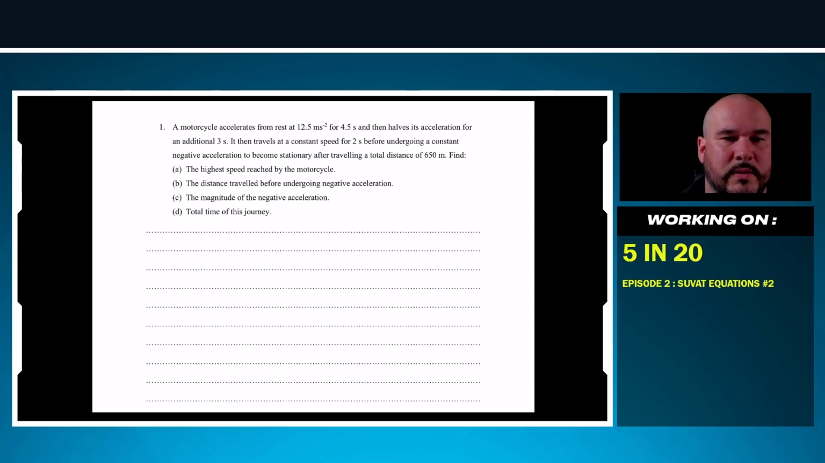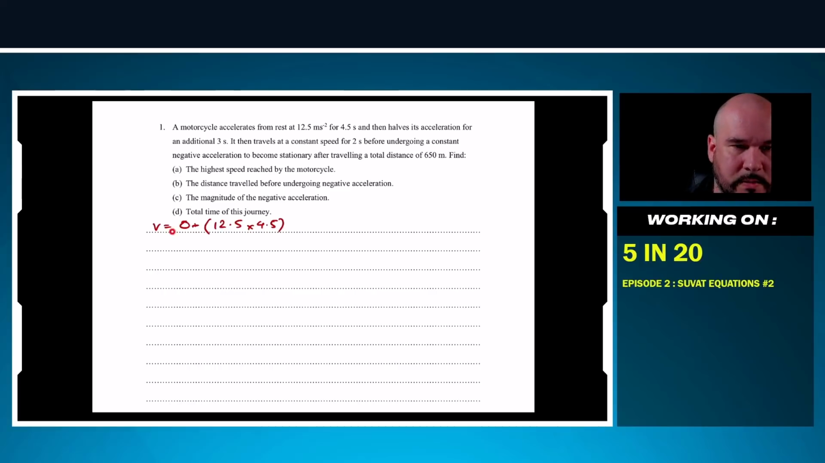So find the highest speed reached by the motorcycle. This would be the end of the second section. First section, it's accelerating. Second section, it's still accelerating. Third section is constant speed. So it's the end of the second section that we're looking for to find the maximum speed reached by the motorcycle. Okay, so it initially starts from rest.